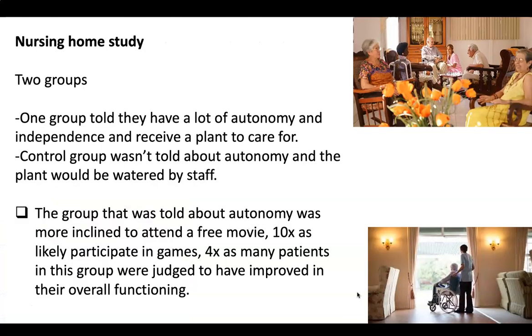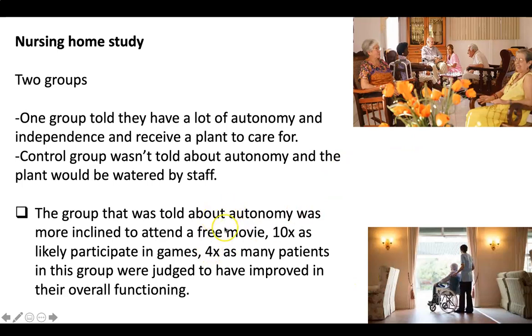There's a fascinating study that was done in a nursing home where they basically had two groups, and one group was told they had a lot of autonomy and independence, and they were given a plant that they were supposed to care for, water, and make sure it's in the sun. Then they had a control group that was also told about this nursing home and told that they have a lot of autonomy, and they would have this plant in the room, but the plant would be watered by the staff. They wouldn't have to worry about that. Then they found that the group that was told about autonomy was more inclined to attend a free movie, 10 times as likely to participate in games, and 4 times as likely to seem to have found an improvement in their overall function.